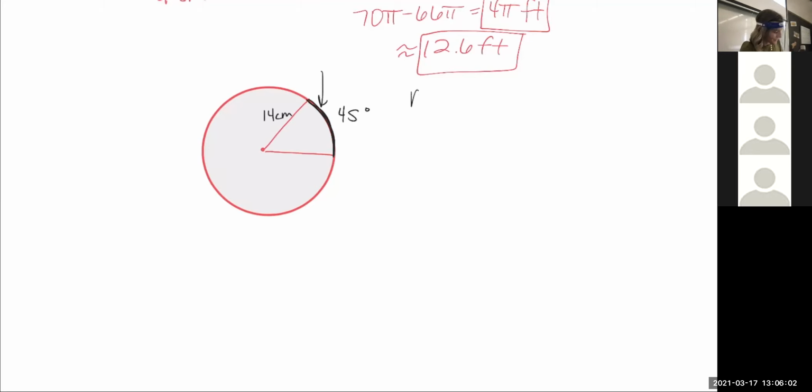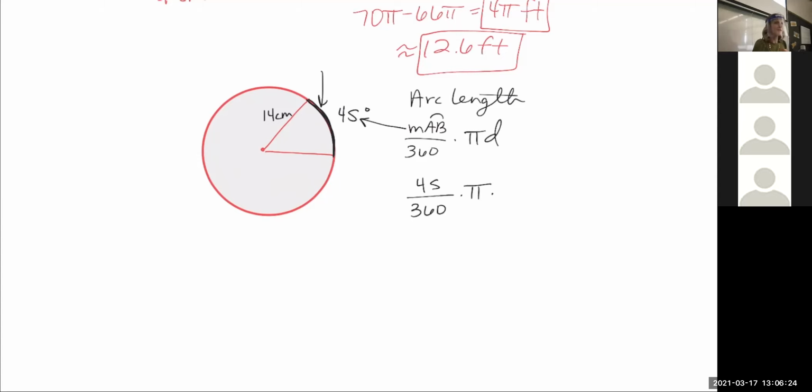So arc length, the formula, which is on that sheet for you, is the measure of the arc over 360 times the circumference of the circle, so times pi d, or you can do 2 pi r, okay? Which means the measure of the arc is 45 over 360 times pi. What's your diameter going to be right now? 28, double it, right? So if your radius is 14, your diameter is going to be 28.